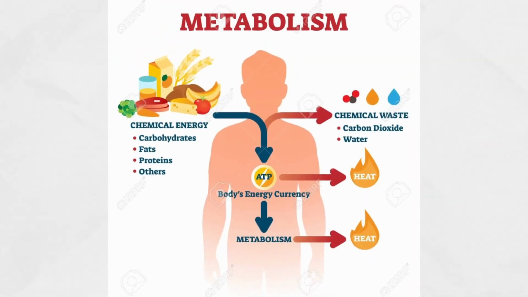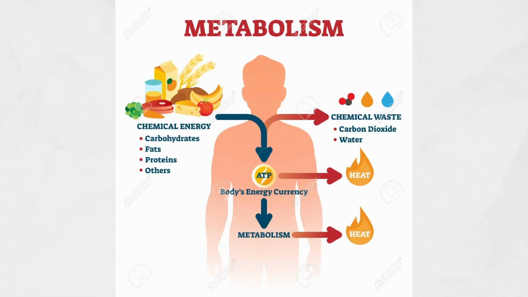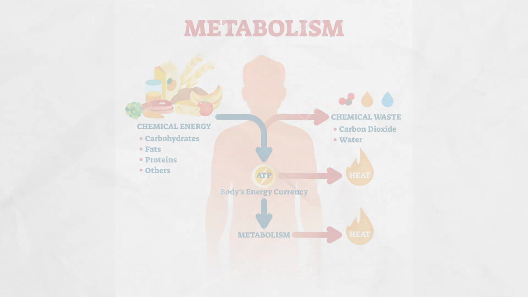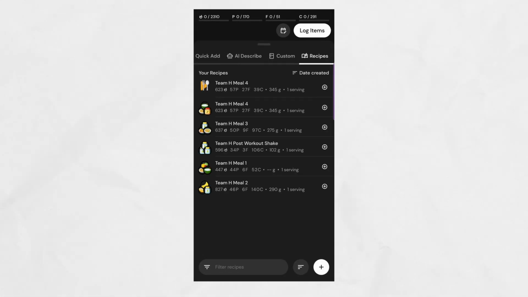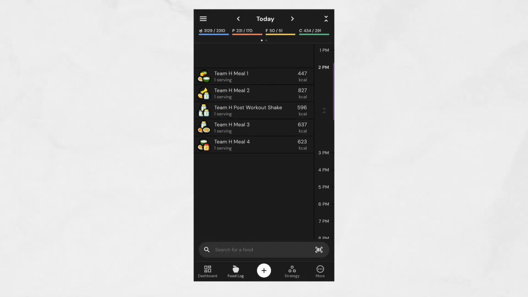MacroFactor basically works on the premise that changes in body mass over time reflect changes in stored chemical energy in the body, which is directly linked to energy balance. The energy balance is the difference between energy consumed and energy burned. So basically when you start the app and answer all the questions, the app will calculate your basal metabolic rate using the Cunningham equation, plus a few changes to the equation that the team did.